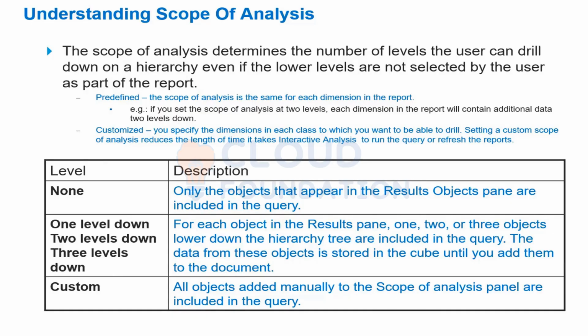This is a hierarchy. If our report only has country in the result objects, but we set the scope of analysis level to 3 and enable that, then we can go into drill mode. If we enable that scope of analysis in the query panel, even if we don't include other objects like state and city, we can drill down to that level to see more detailed information.